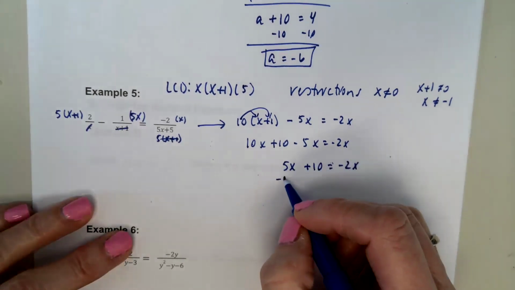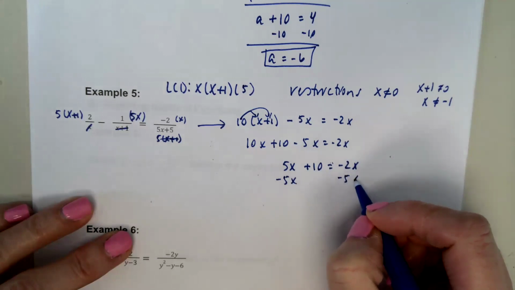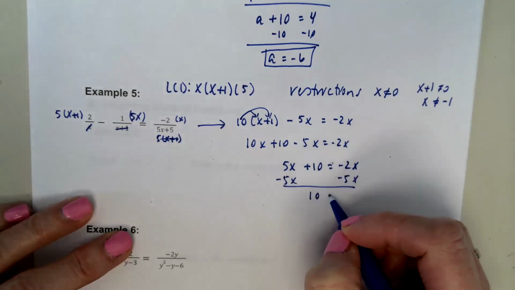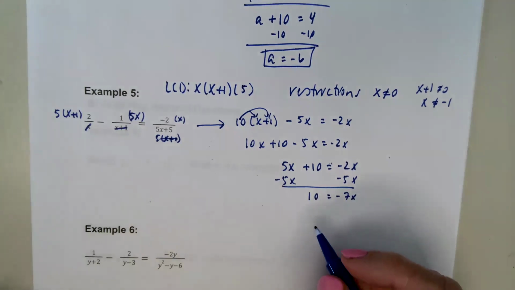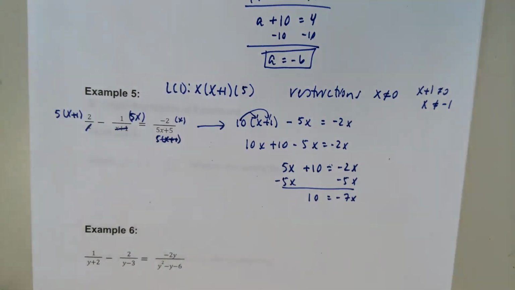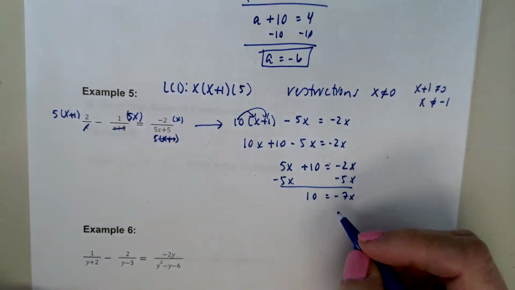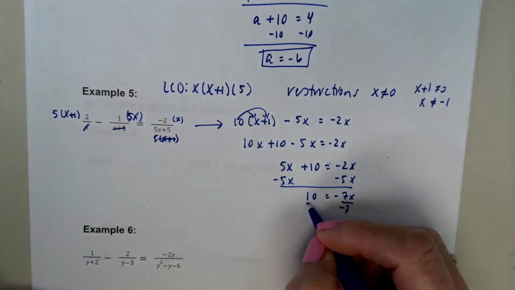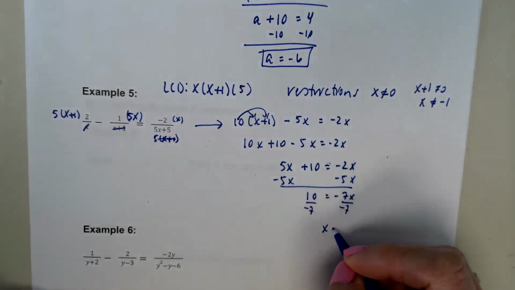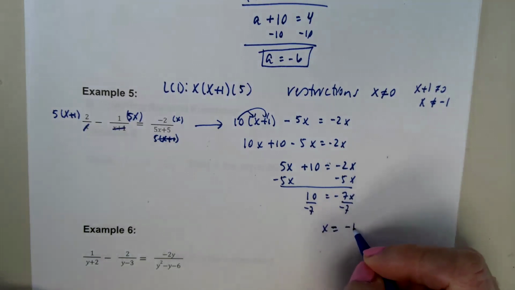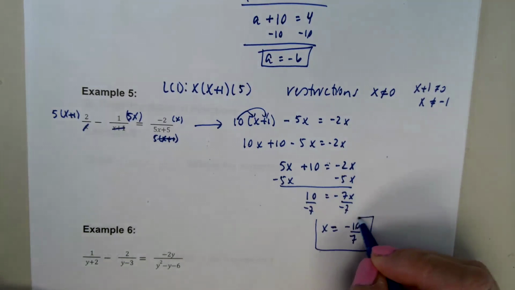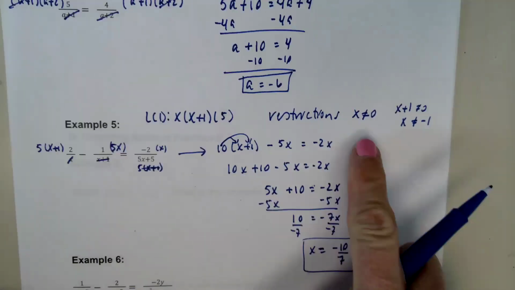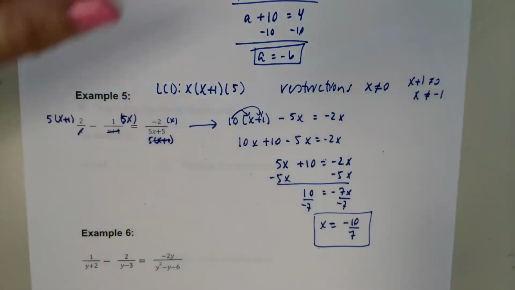And I'm going to subtract 5x to move my x's to the right. And then to solve for x, we're going to divide by a negative 7. So x equals a negative 10/7. And that is not on the list of restrictions up here, so it's safe to use.